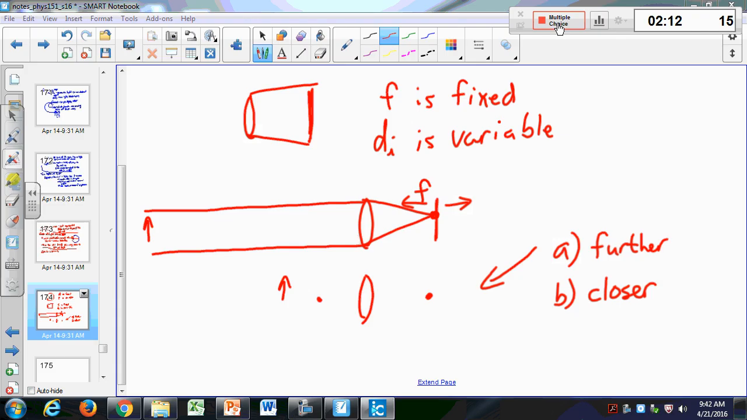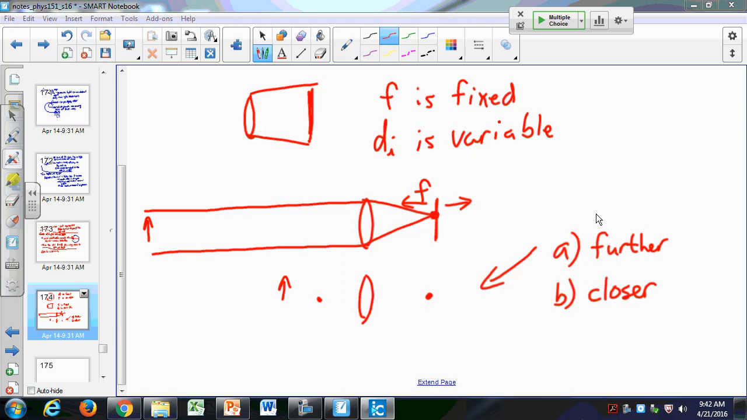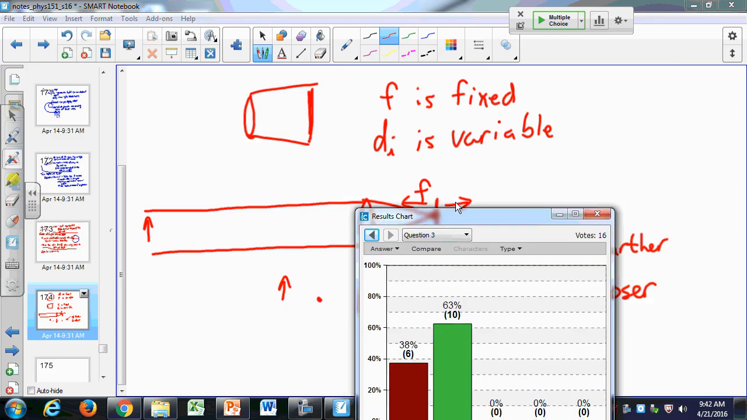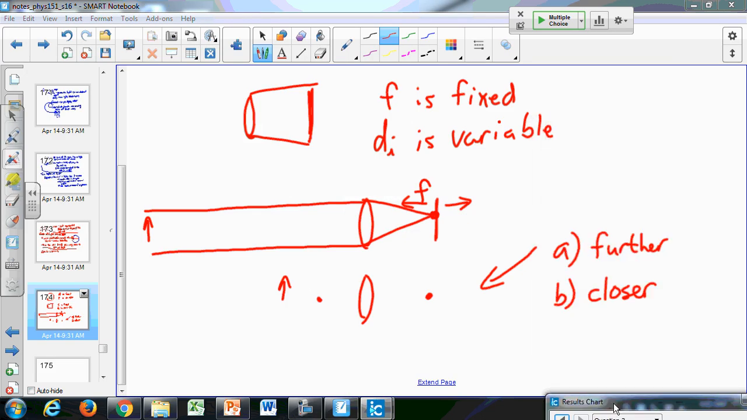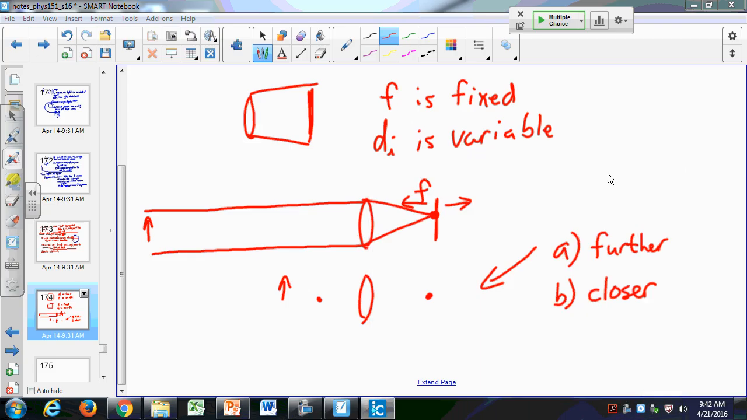What happens to the film? Does it get closer to the lens, that would be B, or further away from the lens when the object is up close? All right? Y'all look thoroughly confused. Okay, I'm going to stop it, and I'll show you the answer. Okay, B is right. Wait, no. I'm sorry. Yes, it moves further away. A is right. Yeah, y'all did better on the first one. I think I just confused you even more.